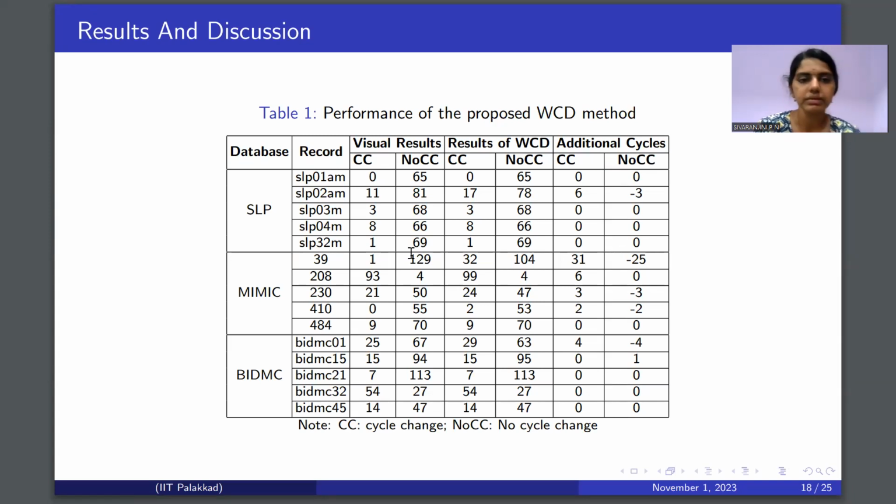Now coming to the tables, this table shows the performance of the proposed waveform change detection method for 3 databases, SLP, MIMIC, and BIDMC, for 5 different records of each database. So we have the visual annotation results and the results of the algorithm, and the difference between these 2 methods is determined in terms of the cycle changes and no cycle changes, and the difference between these 2 is found out to evaluate if the algorithm is performing well.